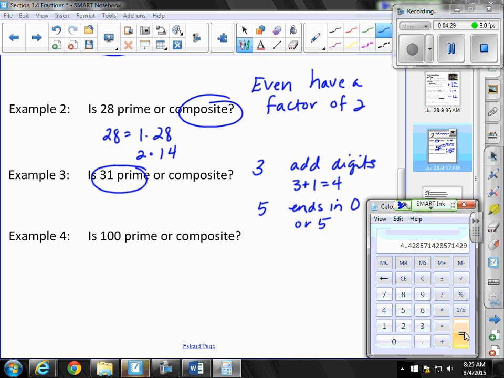31 then is prime. And if we want to check if 100 is prime or composite, well again, 100 ends in 0. If the last digit to the right is 0, I know it's divisible by 5. 100 equals, and if you divide that out on the calculator, 100 divided by 5 is 20. So it's 5 times 20. So 100 is composite.